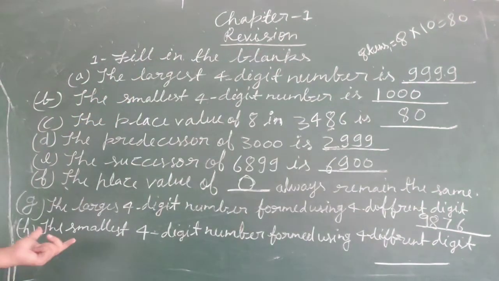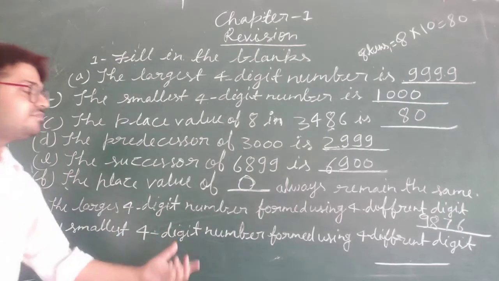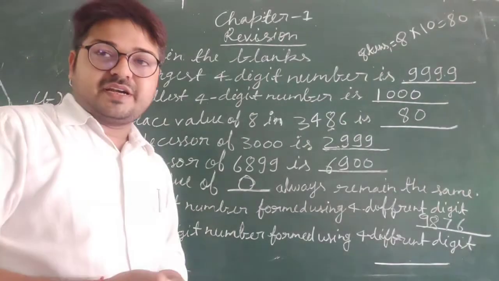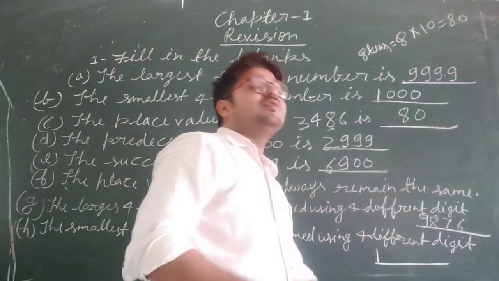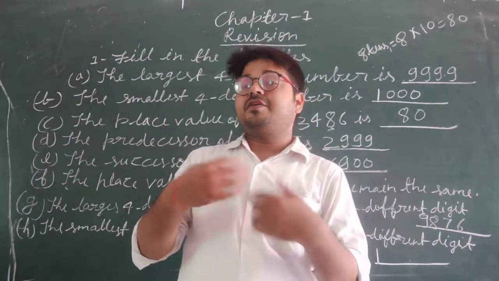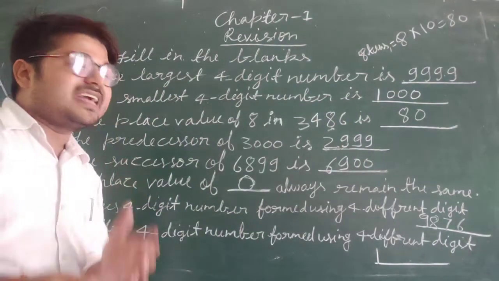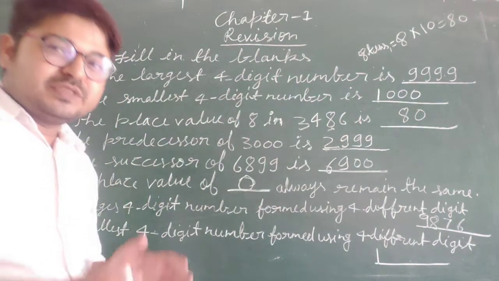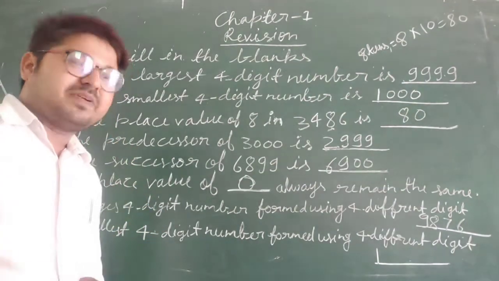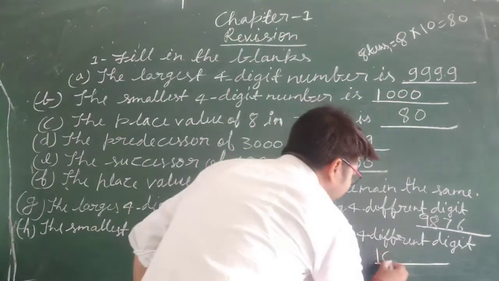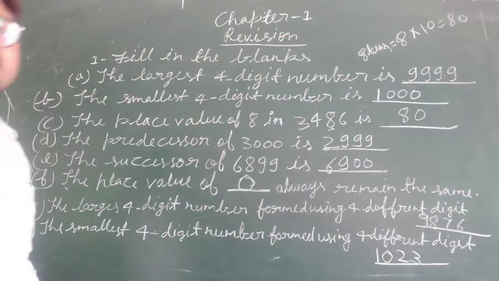Then the smallest one, the smallest 4-digit number formed using 4 different digits. So it will start from 1, and 0 is there, and you are writing the smallest digits. So 0 will be at second place. Remember, if 0 is coming, then it will be at second place. So 1, 0, 2, 3. Okay.